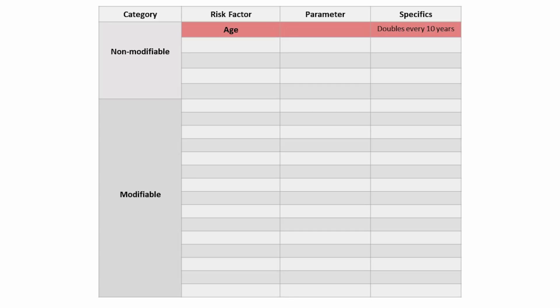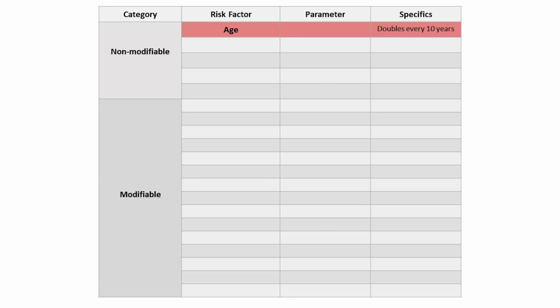Starting at age 65, the proportion of individuals with Alzheimer's doubles with each additional 10 years of age. At age 65, only about 5% of people have Alzheimer's, but by age 85, 50% have it. Now, of course, you can't modify your age. So, let's set that on a chart and let's distinguish modifiable from non-modifiable risk factors.